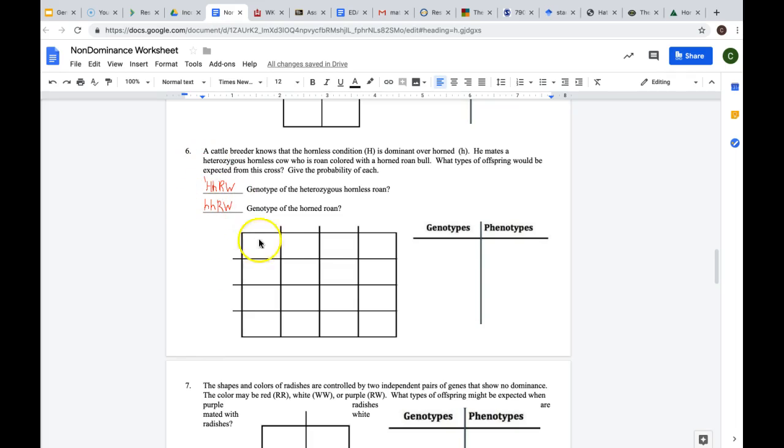So you take these genotypes, fill them out here and here. So these go here, and then you do the rest, okay? I think you can do that.